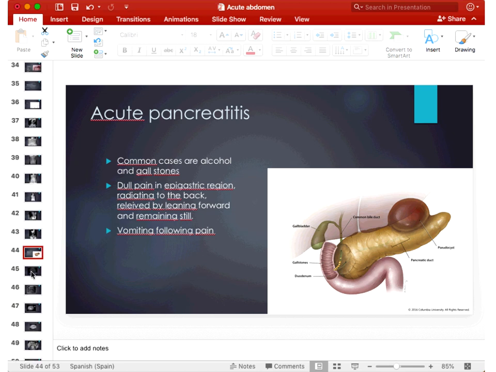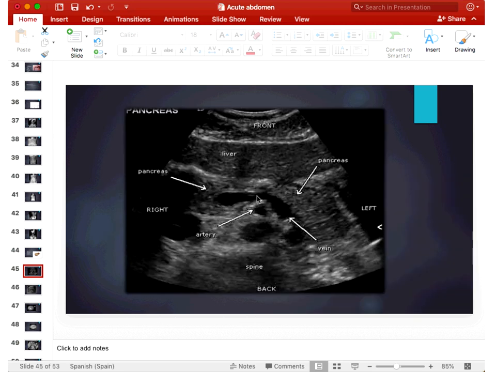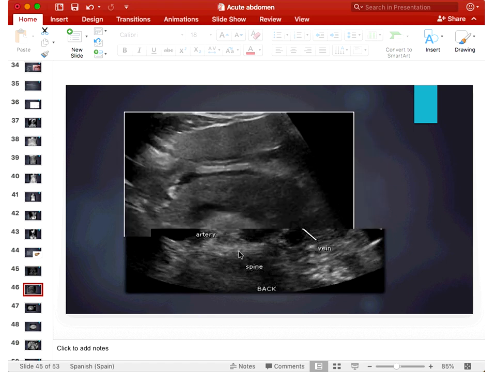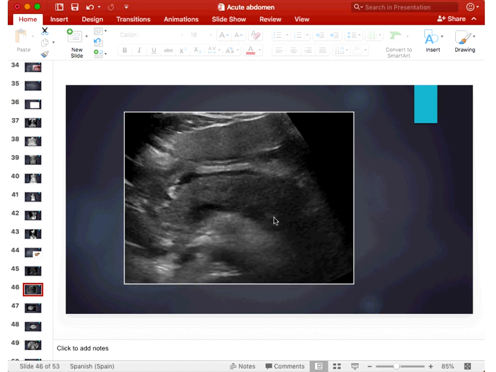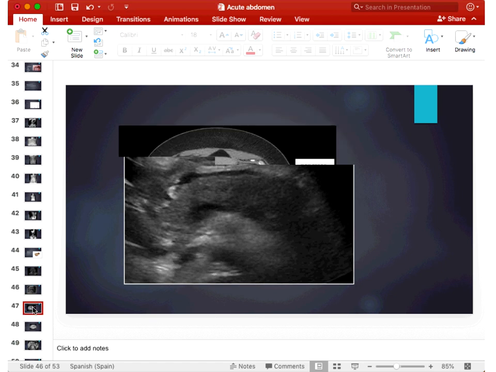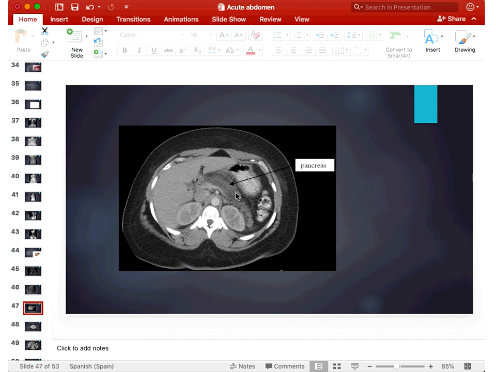You make an ultrasound. This is a normal pancreas. You see the head, the body, the tail over here. This is the artery, and here you can see the inflamed pancreas. Look at the tail over here. And to be more accurate, in case of the pancreas, you may perform a CT scan.